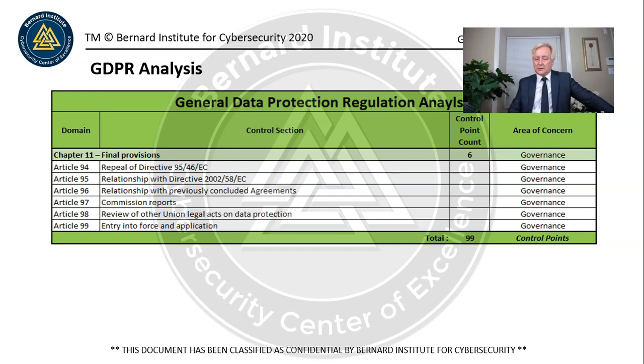So these are all about governance. These are also tied into the legal registry and how it's defined as a compliance issue for the organization. But these, again, are compliance risks. Relationship with previously concluded agreements, commission reports, review of other union legal acts, and data protection and entry into force and application. So these are all governance items.